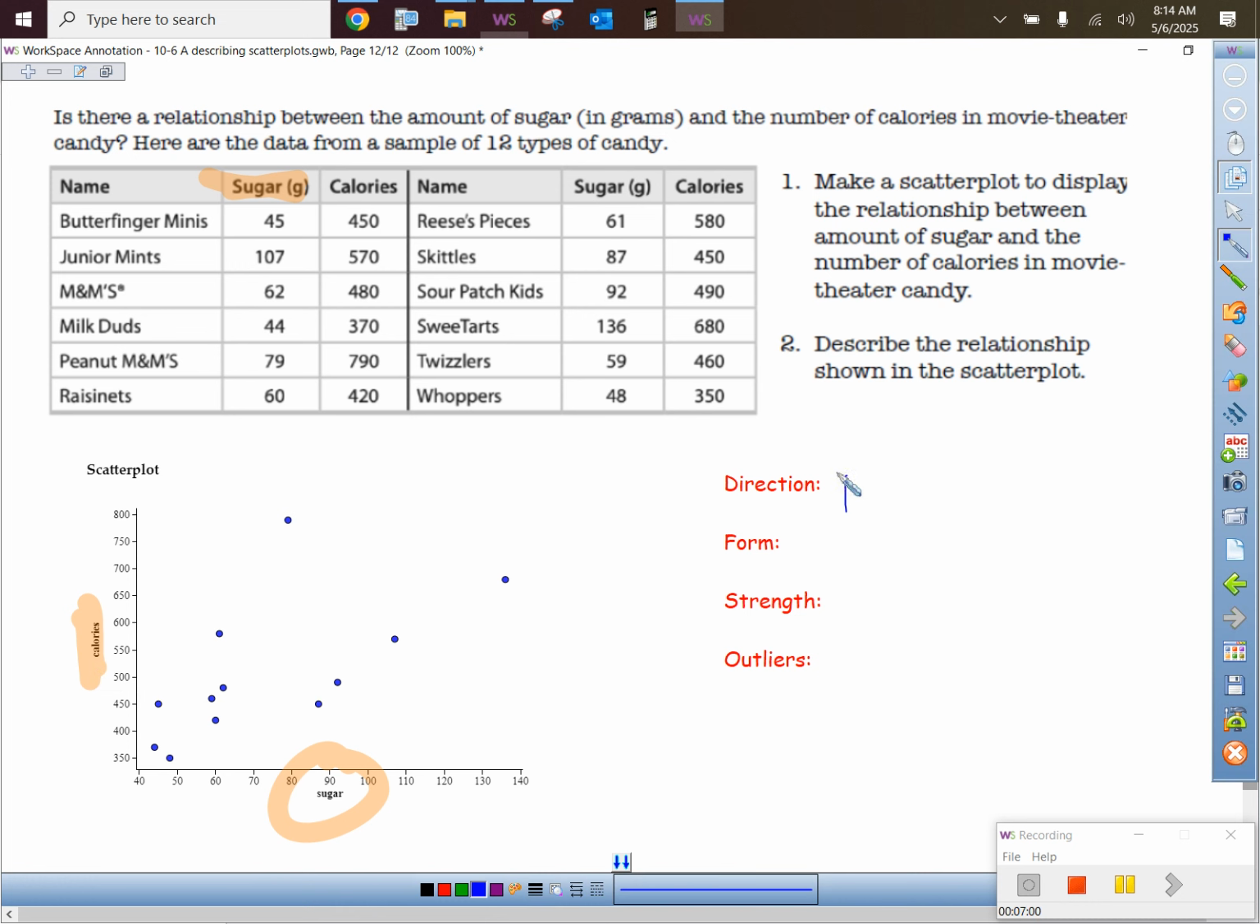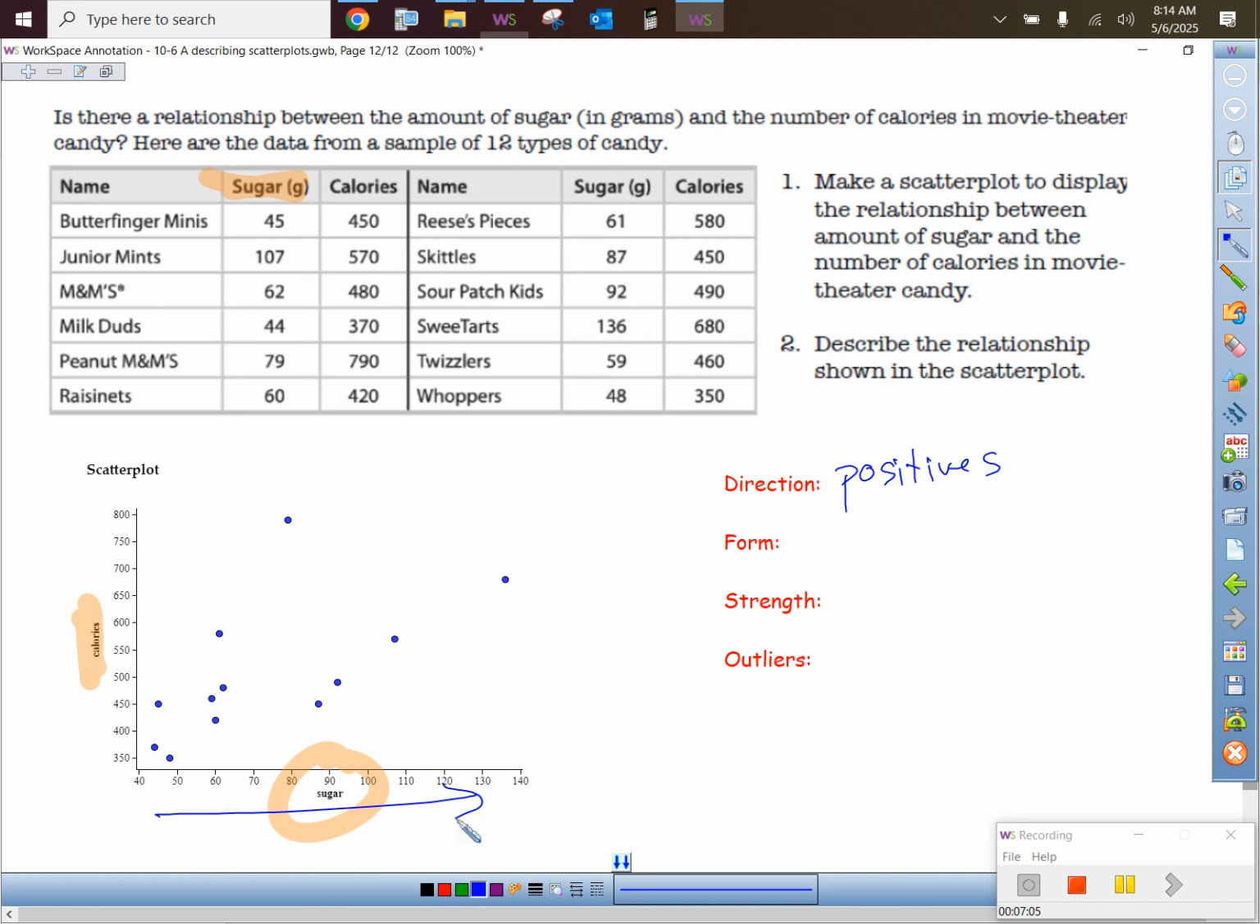Positive. And now it's time to really dive into what that means. As the sugar increases in your candy, what happens to the calories? It would also increase. Are you with me on that? That's what a positive relationship means. Whatever's on your x-axis, since we read that from left to right, as it gets bigger, doesn't this also get bigger? If it was negative, it would do the reverse. As sugar gets bigger, calories get less, but that is not happening.